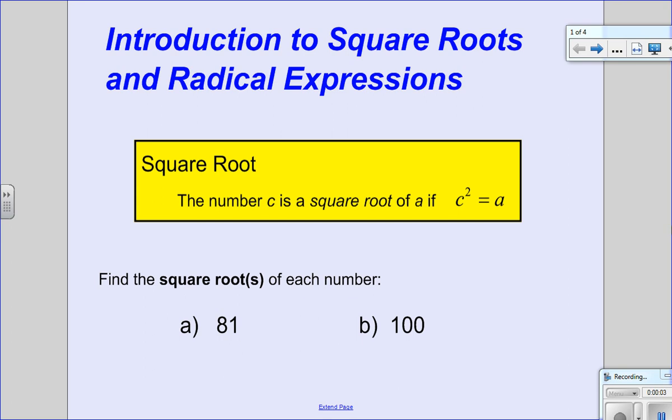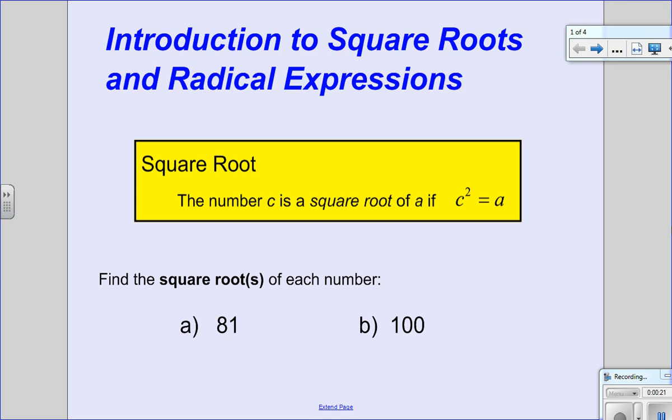What are square roots and what are radical expressions? In this lesson, we'll seek to understand both of these two concepts. Let's begin with square roots. The number c is a square root of a if c squared equals a. That's our definition of square root, but let's try to understand what that means.